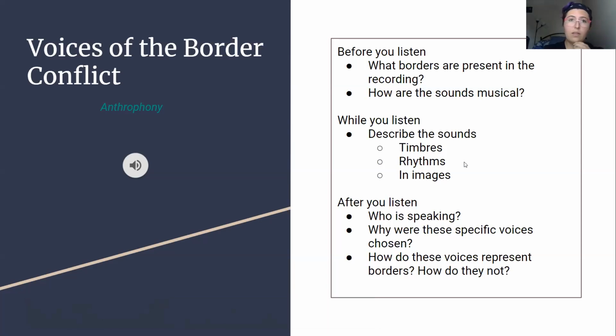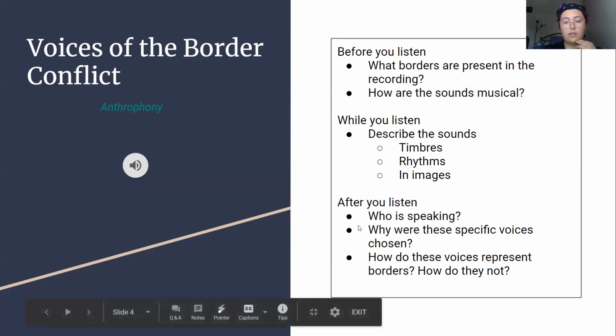You can also think about rhythms. So what is the push and pull of my voice doing when I am talking? Do I take pauses in certain areas? Do I speak quickly in other areas or slow down? So that's something to consider in anthrophony as well. And you will hear different examples of walking and other human-imposed anthrophonic ideas. And then you can also describe these sounds and images.